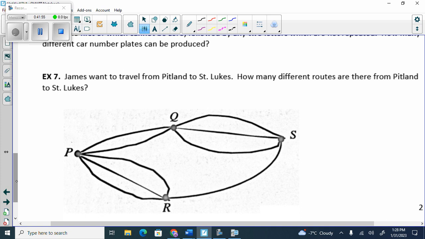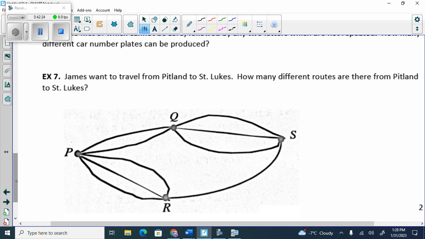Or he could go this route, Pitland to St. Luke's, and he's stopping, I think they called this Rutherford at one point, okay? So they're going through those spots. We agree? Now, do I have to take a path here and a path here to get me to S, or could I just take this one or this one to get me to S? Is it and or or? It would have to be and.